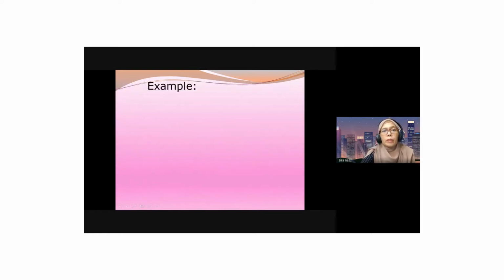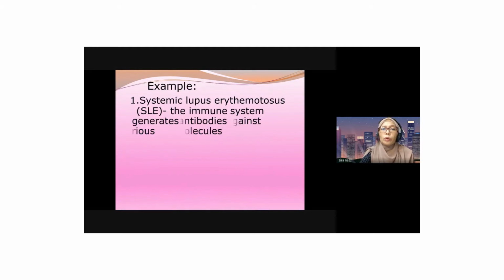Okay, we look at the autoimmune diseases. What are examples of autoimmune disease? The first one is SLE. Have you ever heard of SLE before? SLE stands for systemic lupus erythematosus. This is the immune system generating antibodies against various cell molecules. Your own molecules cause the secretion of antibodies. So that causes SLE.